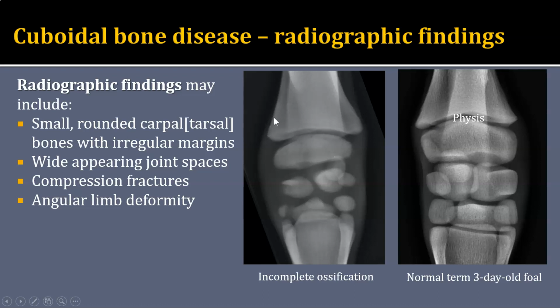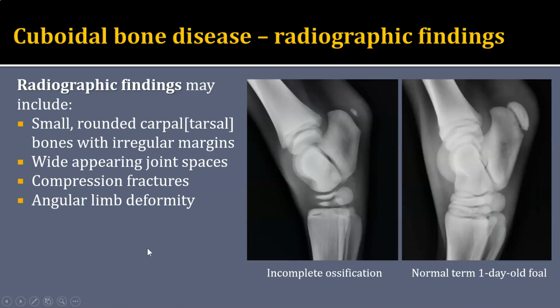So compare this normal to a patient that actually has incomplete ossification of the cuboidal bones. The cuboidal bones will be even rounder, they'll be smaller, and they usually have some rough, mildly irregular edges, with even wider appearing joint spaces. In fact, this second carpal bone over here is hardly mineralized at all, and even that third carpal bone is not very mineralized. So this is the radius up here and the radial physis. Very small, irregular, round bones, consistent with cuboidal bone disease, compared to our normal 3-day-old foal.